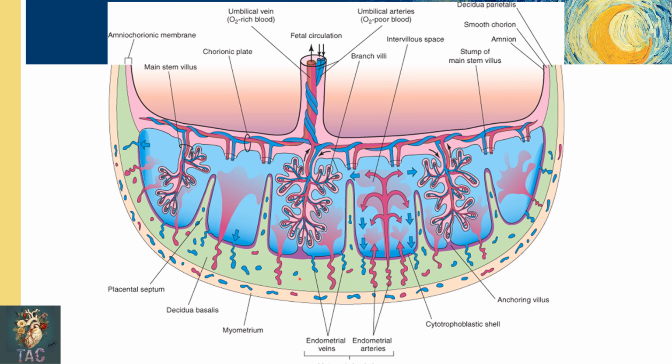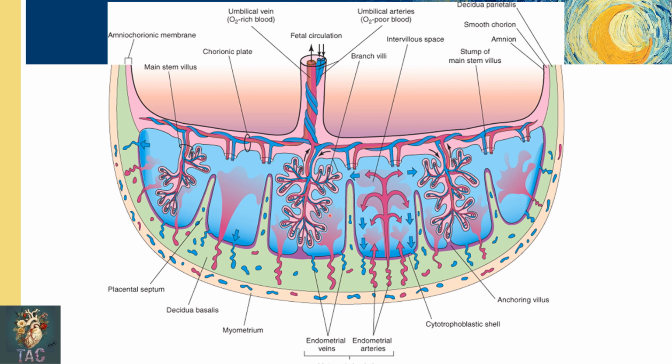Here you can see this is the maternal tissue and this is the cytotrophoblastic shell, which is covering the decidua, the maternal tissue. This decidua is called decidua basalis. These are the septa which divide the intervillous space incompletely, and these septa have a core of maternal tissue, and they are covered by the syncytiotrophoblast.